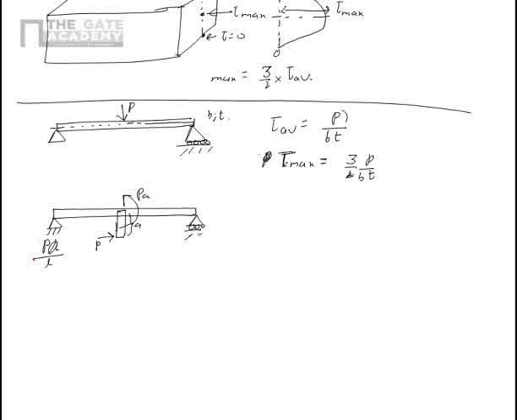So the shear force in this case is PA by L, and this is minus PA by L. So in this case, the average shear stress will be equal to PA by L into BT, while the maximum shear stress will be equal to 3/2 PA by LBT. Now you see, LBT is the volume of the beam.